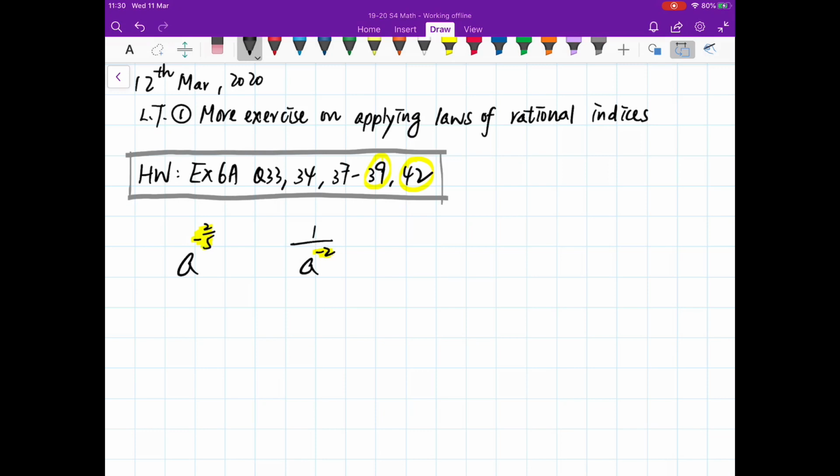For the first one, we will change it into a fraction so that it will become 1 over a to the power 2 over 5. And for the right hand side, again we just swap between the numerator and the denominator so that we have a to the power 2. Now as you can see, the powers of a are now positive, so that is the answer. So always remember that our final answer must be in positive index.